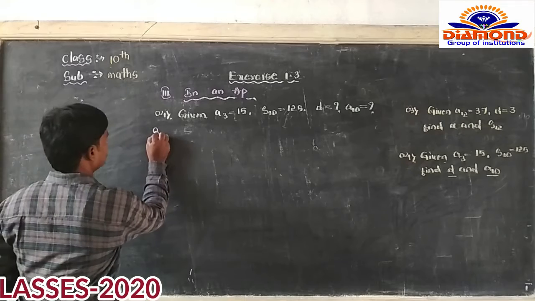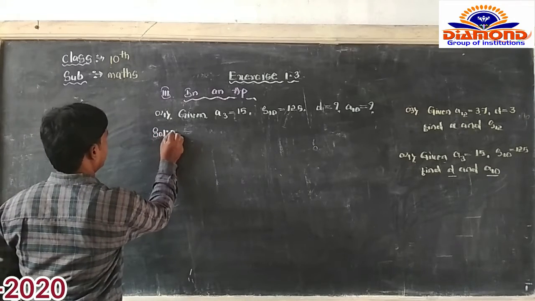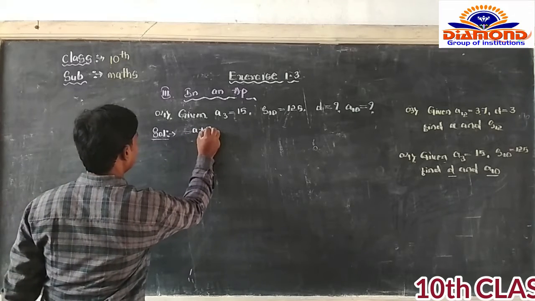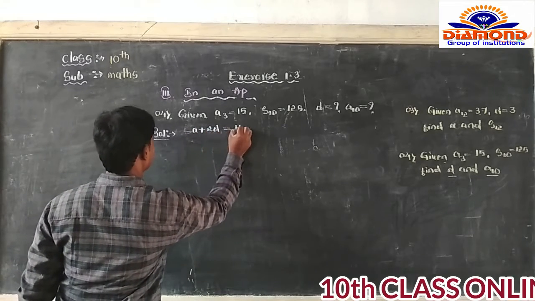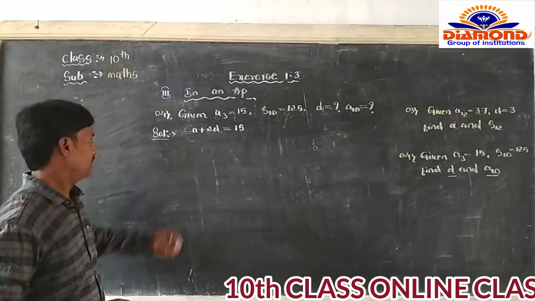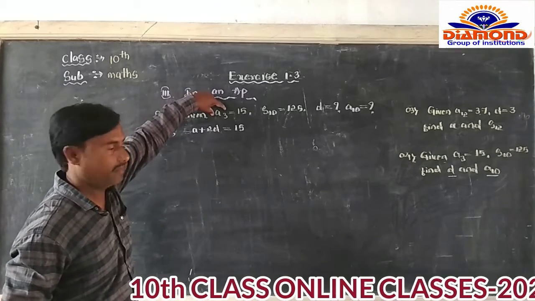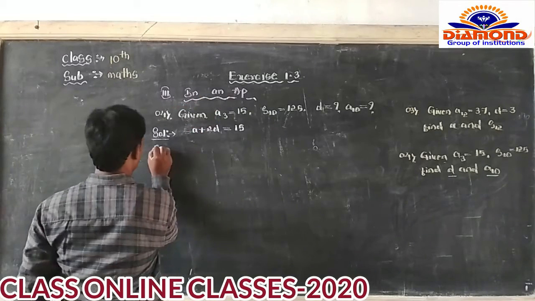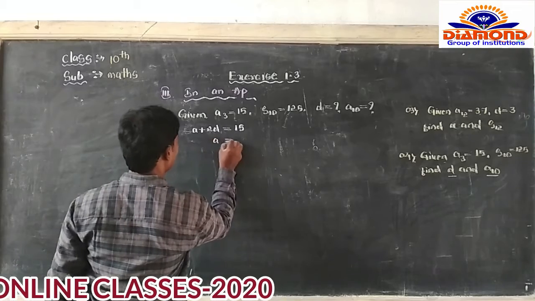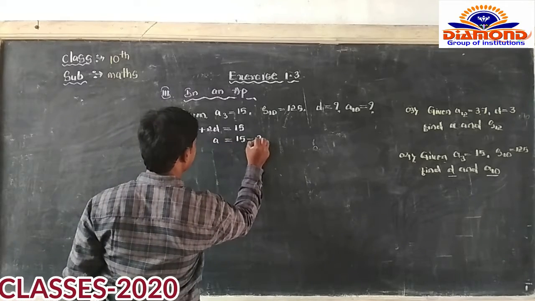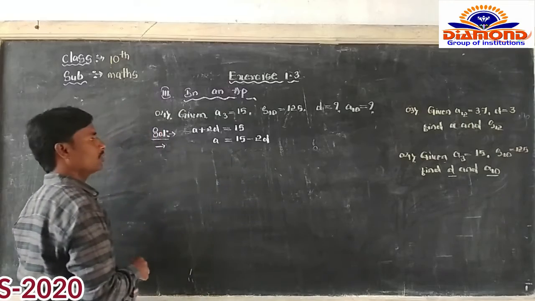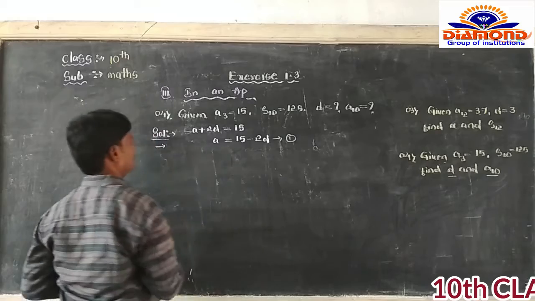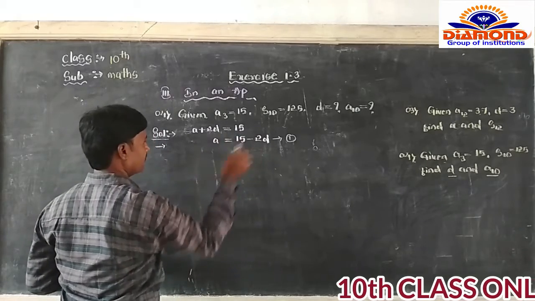Okay, so now the solution. Let us take it here. The third term is equal to 15, means a plus 2d is equal to 15. Can we write it like that? No, we cannot, children. The third term, a3, means a plus 2d is equal to 15. So next step, a is equal to 15 minus 2d. This is the first equation. Here a as it is, 15 minus 2d.